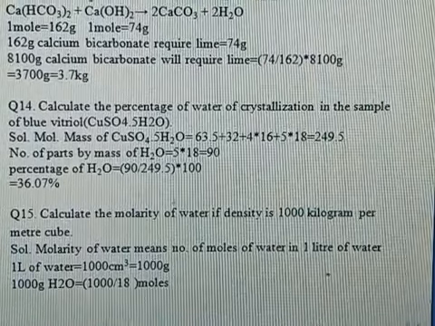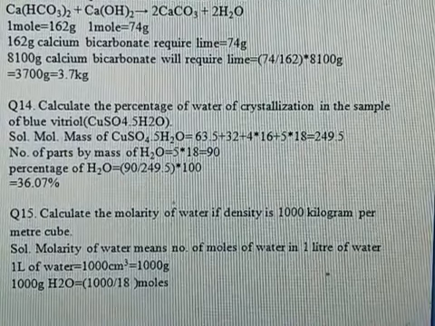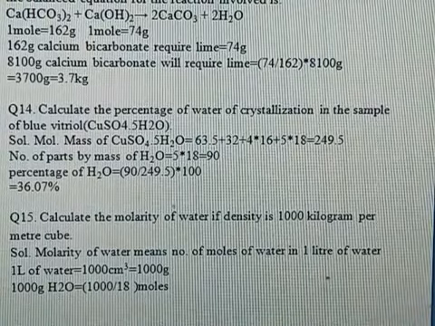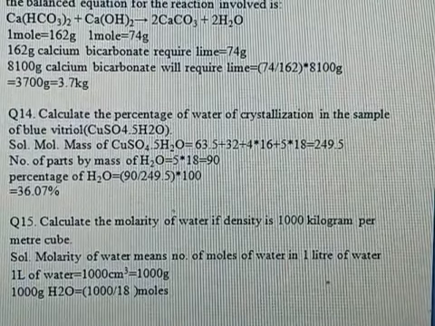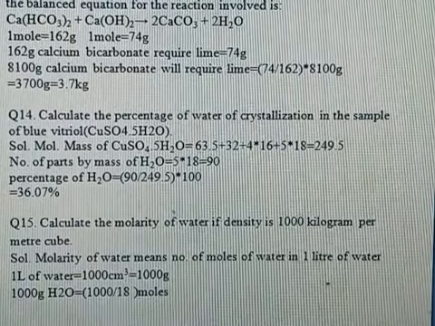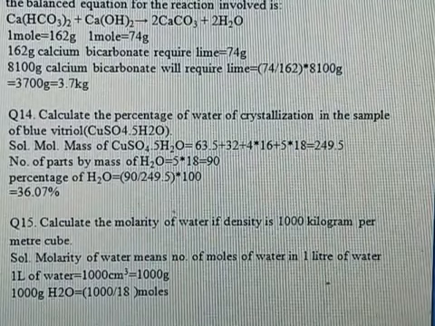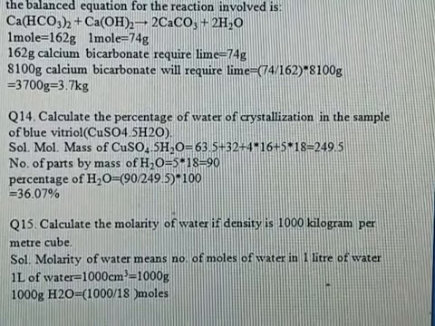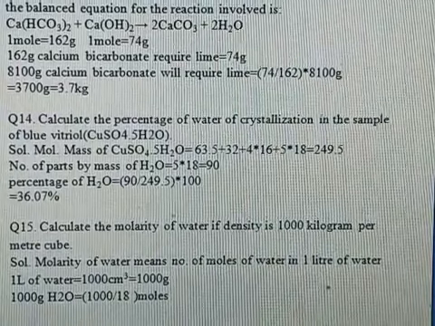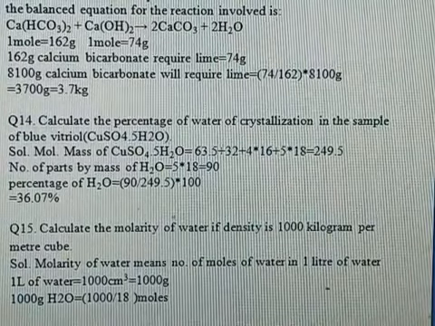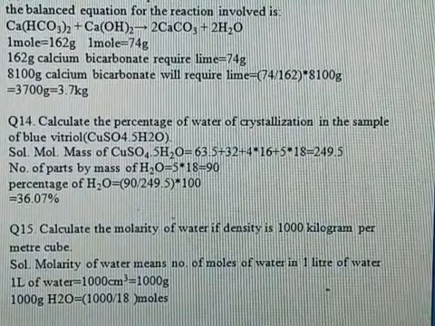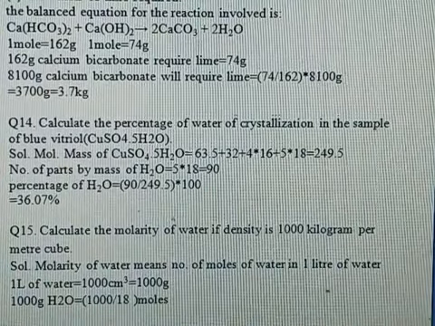Now the number of parts by mass of water. As you can see, the molar mass of water is 18 and 5 molecules of water are present. So 5 into 18 is equal to 90. Now we will calculate the percentage of water. So 90 divided by the total molecular mass of blue vitriol, that is copper sulfate dot 5 H2O, which is 249.5, into 100. It is equal to 36.07%.